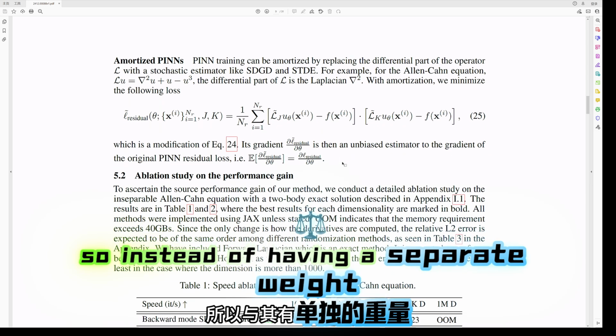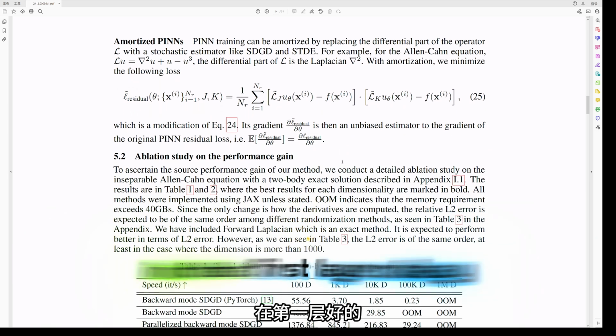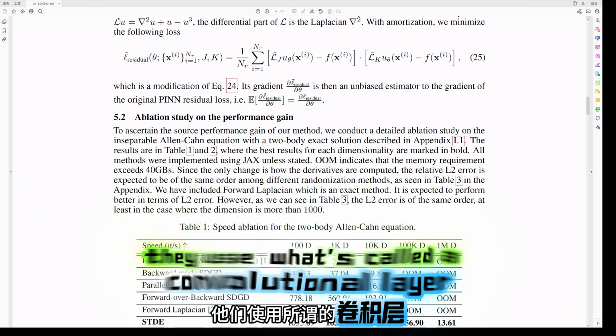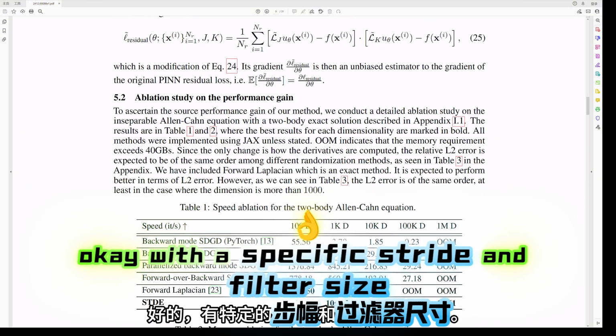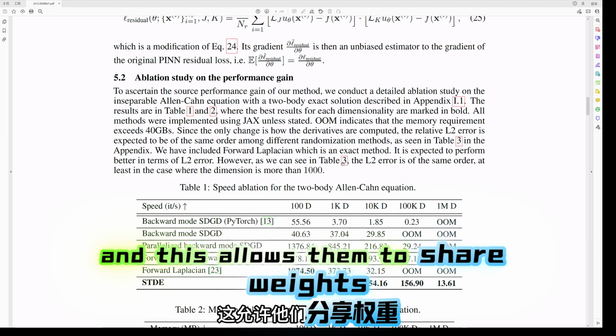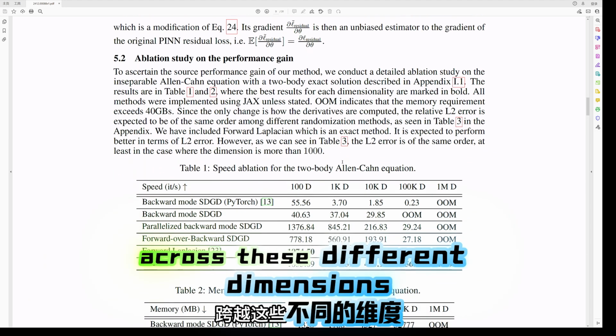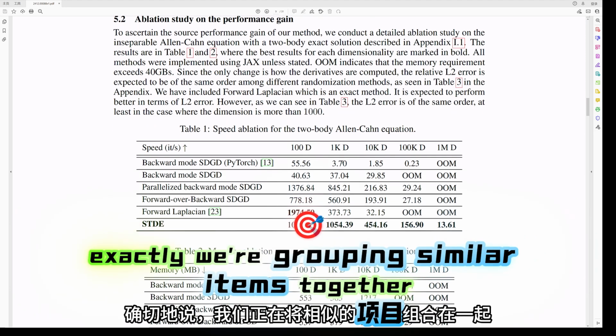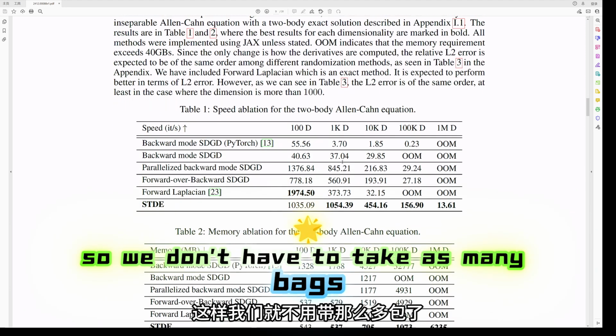Instead of having a separate weight for every single input dimension in that first layer, they use what's called a convolutional layer with a specific stride and filter size. This allows them to share weights across these different dimensions. Sounds like we're being very efficient with our luggage. Exactly, we're grouping similar items together so we don't have to take as many bags.